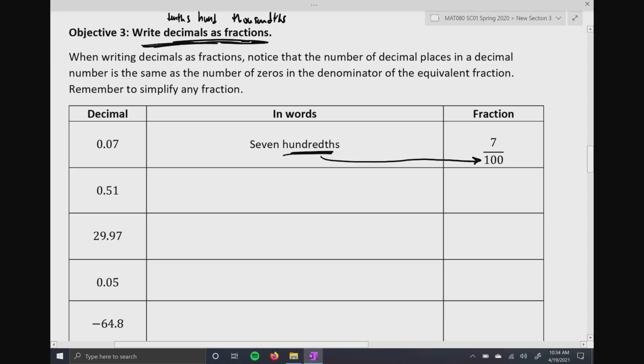Now, if that's the case, then the next one, 0.51, I would write this as 51 hundredths. And the fraction would be 51 over 100. Now, there is something that you always want to do. Remember, and this is the last sentence in the statement above. Remember, you always want to simplify any fraction. You always want to do that. Okay? All right? For the next one, 29.97. Well, that's going to be 29.